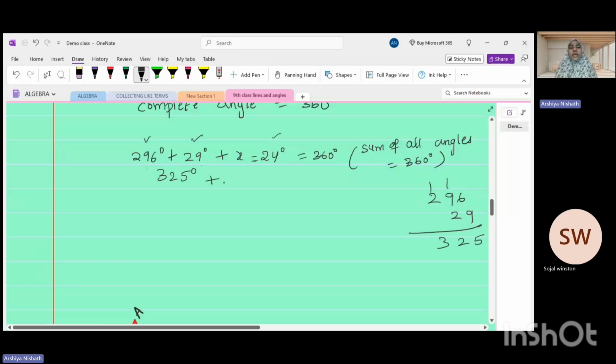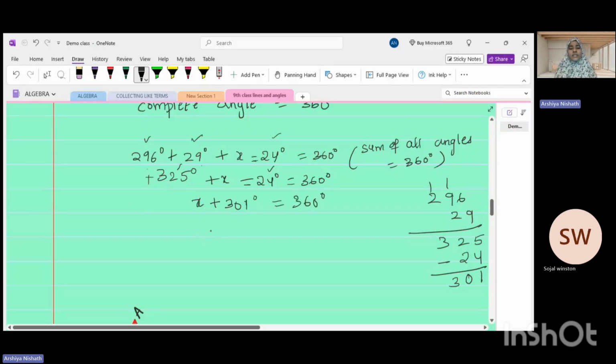I'm left with again x minus 24. So again, what are the like terms? This 325 and 24. They are under subtraction, so I have to subtract it. 325 minus 24. 5 minus 1 is 4. 2 minus 2 is 0. I'm left with 301. So I'm left with x plus 301. Why am I writing plus 301 and not minus 301? Because the big number has the plus sign. So that's why I'm writing x plus 301 is equal to 360 degrees.